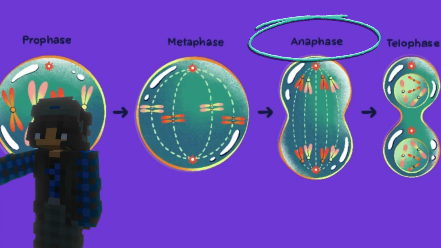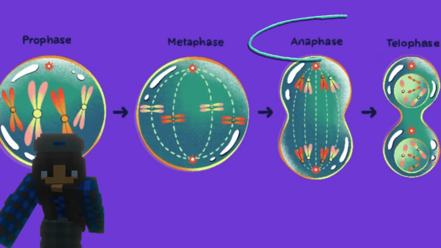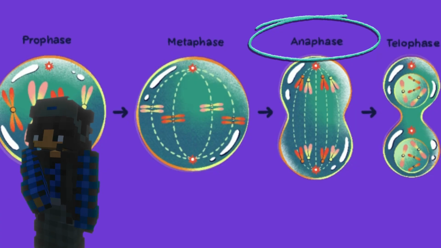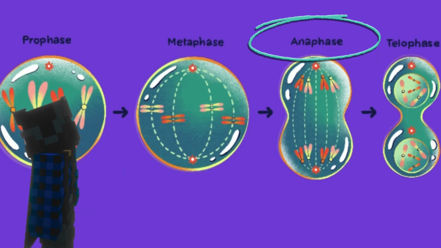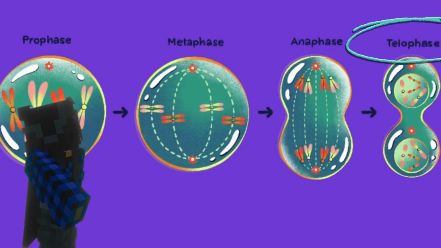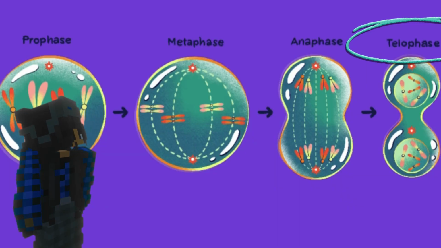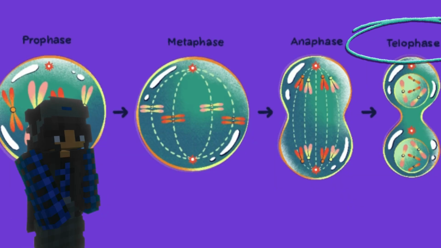Next is anaphase. The sister chromatids, which are the two identical halves of each chromosome, are pulled apart towards the opposite sides of the cell, to the poles of the cell. Finally, telophase. In telophase, the chromatids reach the poles and the nuclear membrane starts to reform around each set of chromosomes. The cell is almost done dividing at this point.